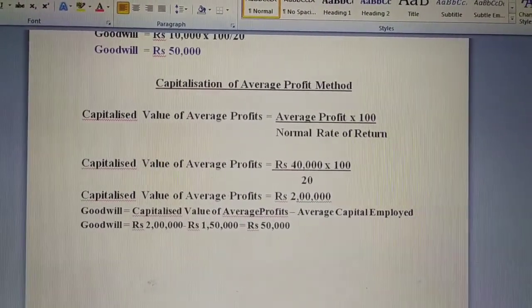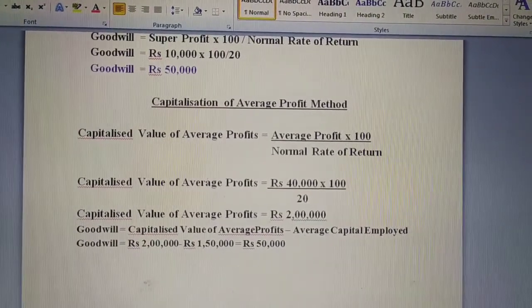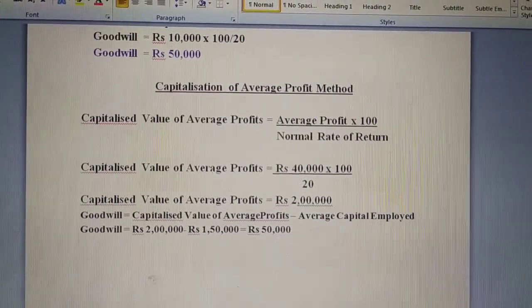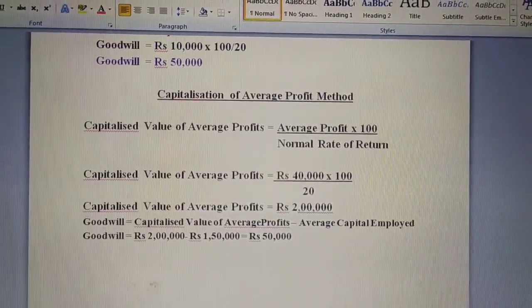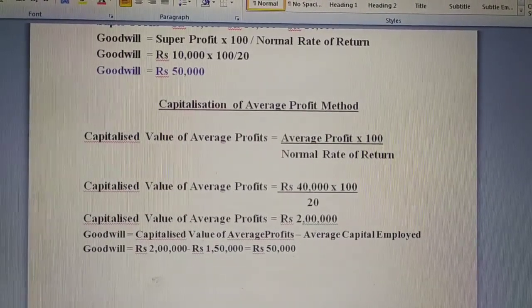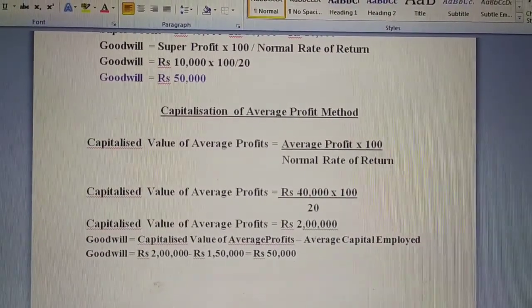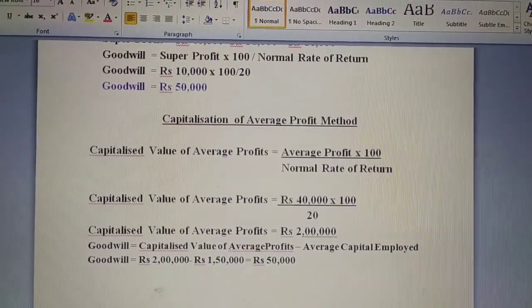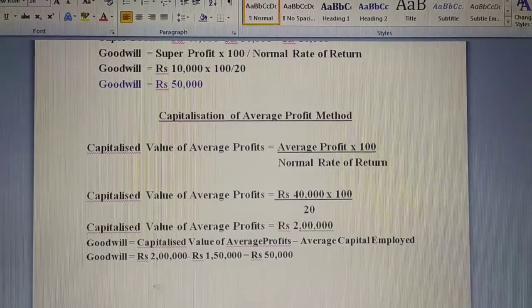Did you observe one thing? That with the help of these two methods we got one answer. Yes, your answer will be same in these two methods. Whether you use capitalization of average profit or capitalization of super profit, you will get the same answer. Okay, just please make a note. I'm talking about capitalization method only. Either by capitalization of super profit or by capitalization of average profit, the answer will be same.